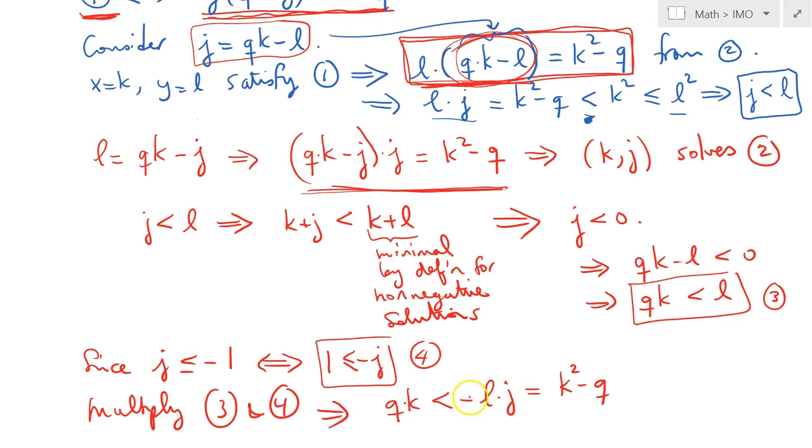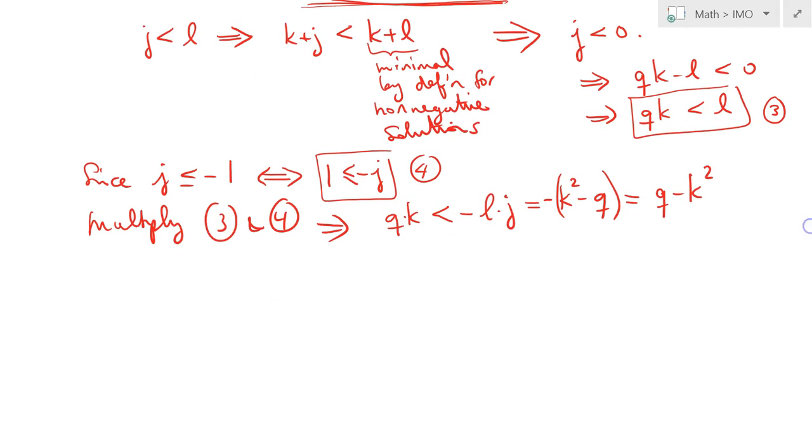Actually, no, it is with a minus sign. Sorry for that. So there is a minus sign in front. So therefore, this is actually q minus k square. Okay, so this is even better for me. Now I can just move q to the left hand side. So this implies that, factoring out that q, I will get q times k minus 1 is strictly less than minus k squared.